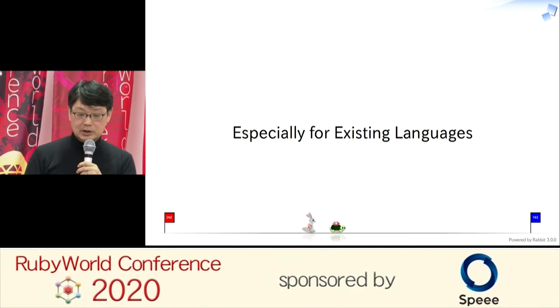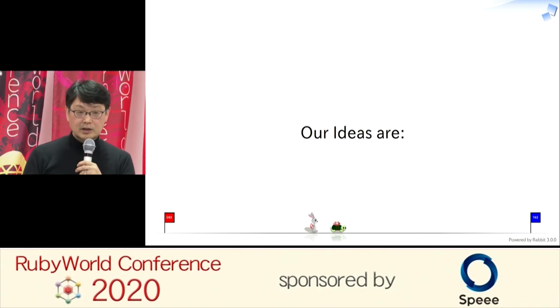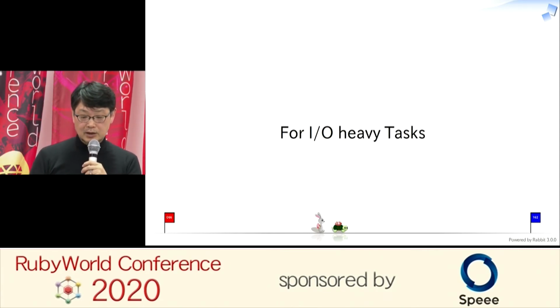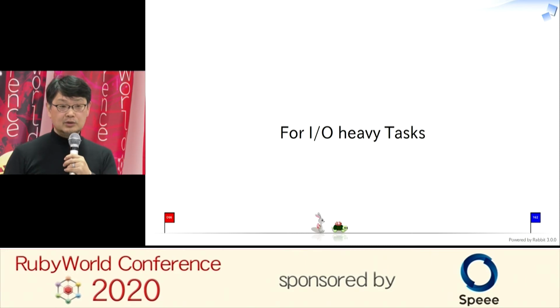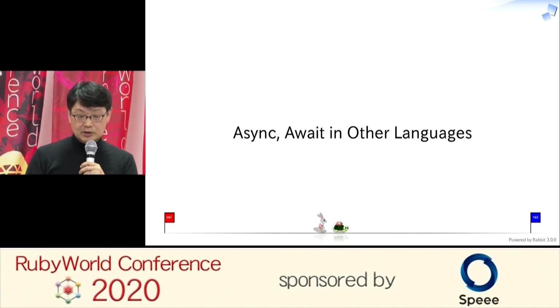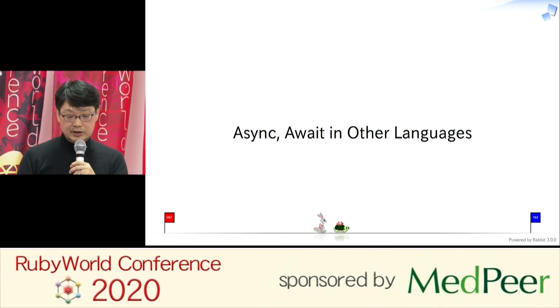And this GIL is a stumbling block or limitation to the improvement of the performance. And that is why we decided to introduce async fiber and Ractor. And by multiplexing the I/O, we can improve the performance.